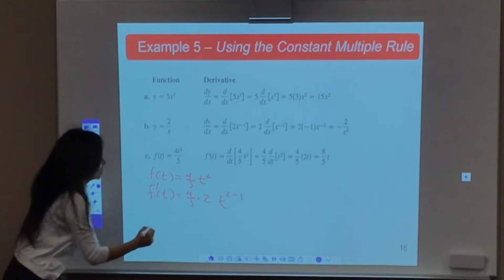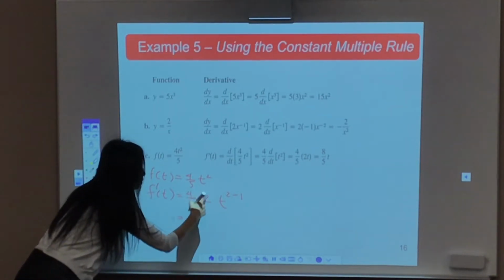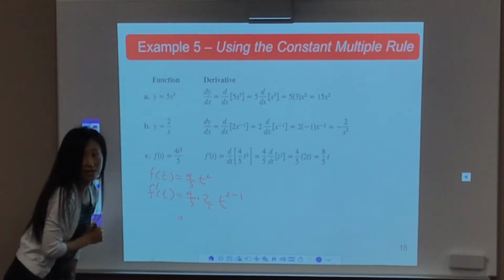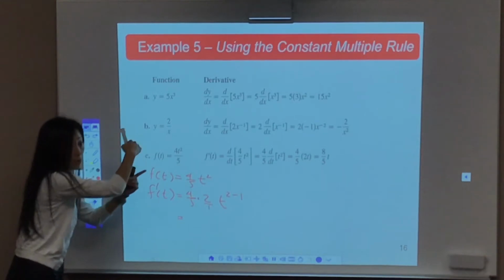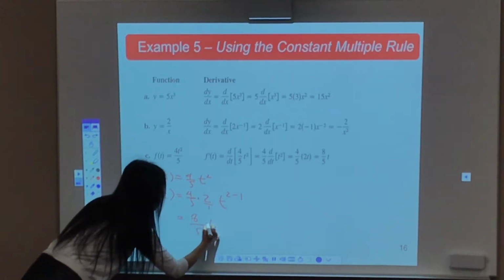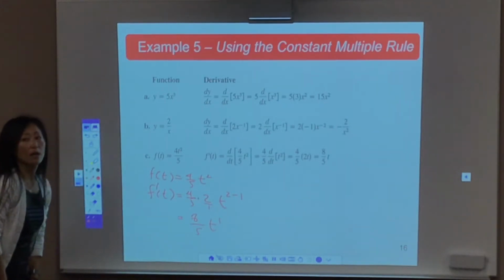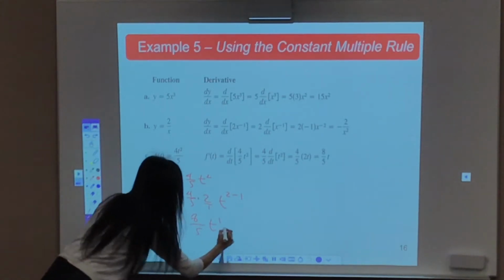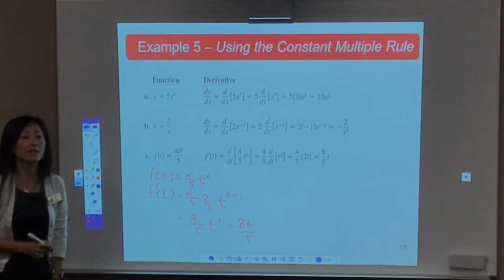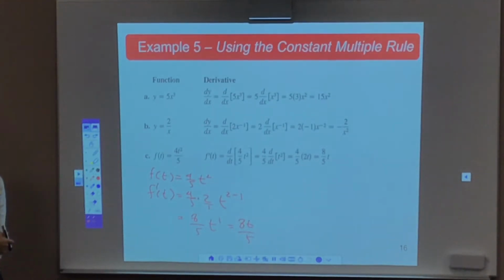So far so good? Okay, now what do I have then? 4 times what? 2. This is the same as over 1. Are you with me, class? The 2 goes with the what? Numerator. So we have 8/5 t to the 1 power. So you can write it down like that, or you can write down what? 8t/5, whichever is fine. Are you following me, class? It's good? So far, so good.